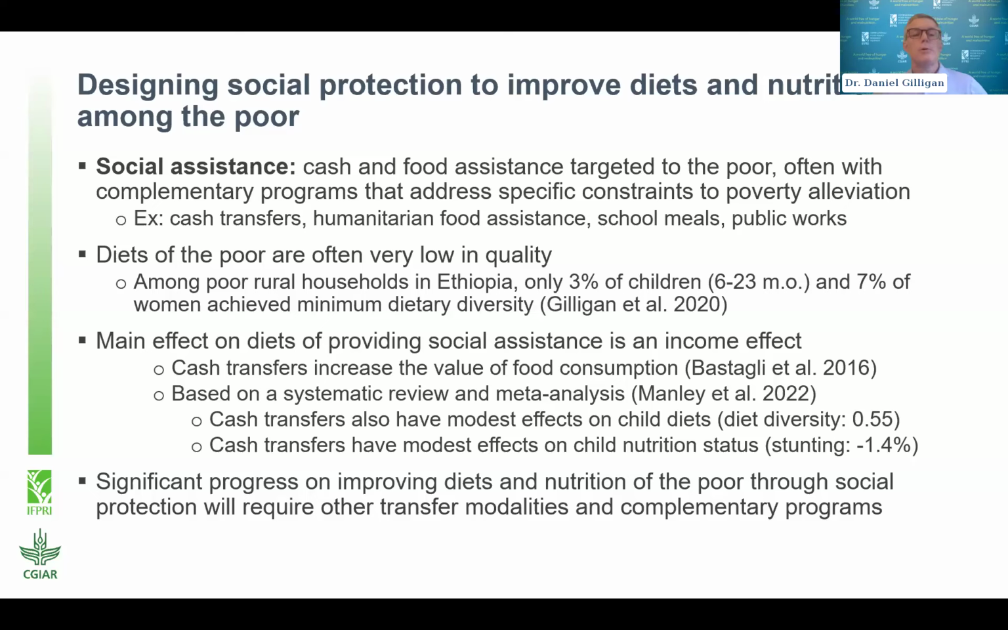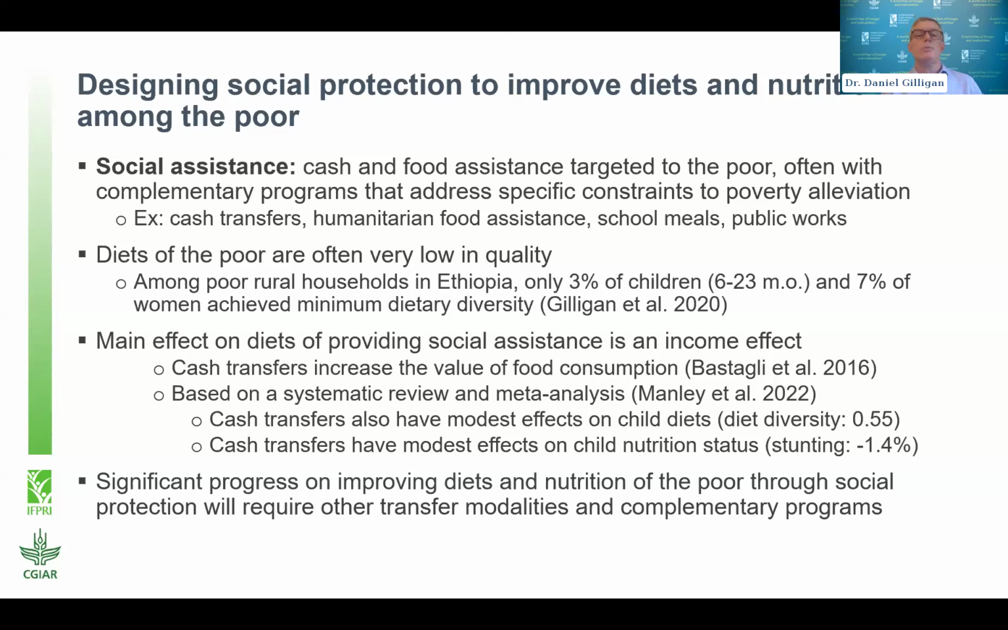The motivation here for trying to improve diets of the poor through social protection is that the diets for poor households are often very low quality. As we saw, Santiago presented some data from Ethiopia consistent with the data that we have here from some of the impact evaluation work, where only 3% of children under age 2 and only 7% of women achieved the minimum dietary diversity recommended. So again, diets for poor households are in general very low quality.